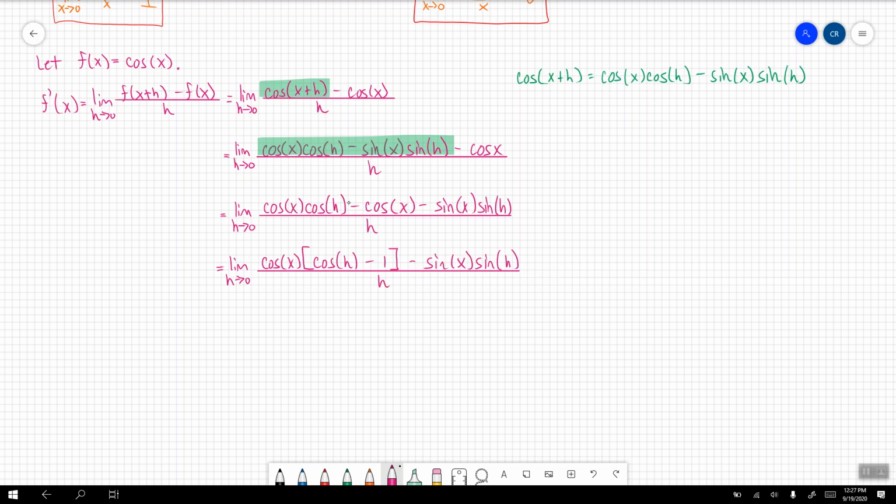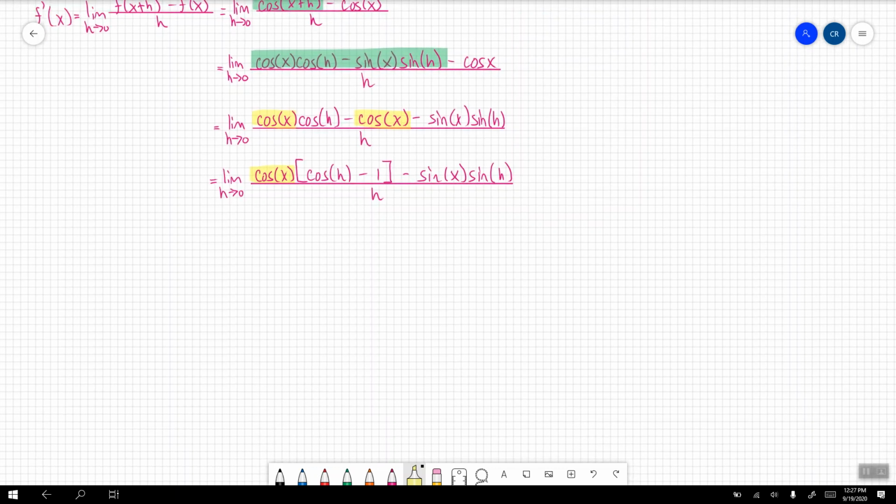So again, all I did was I factored the term out of the first two terms. And I'll make sure I highlight that here. Let's highlight this in yellow. Here's cosine of x, here's cosine of x, and there's my factor. All right.